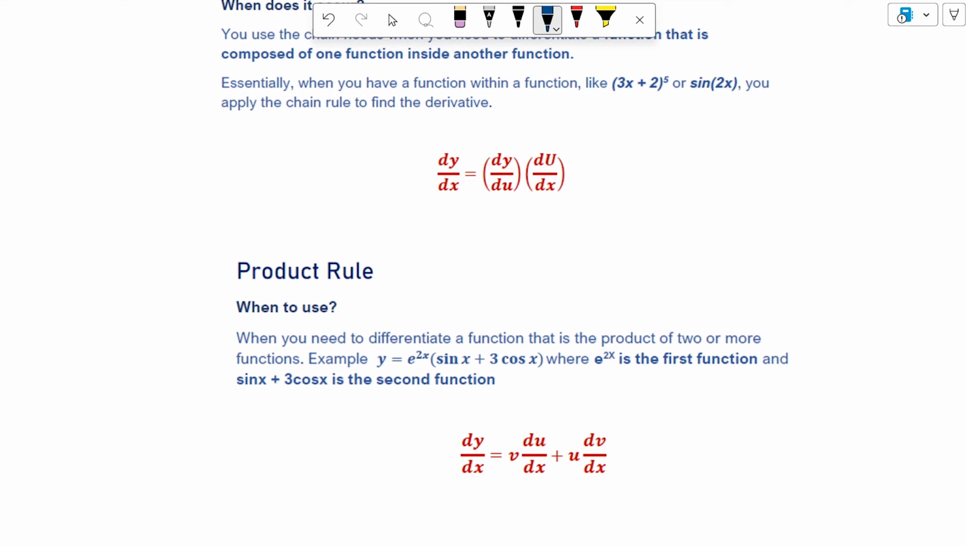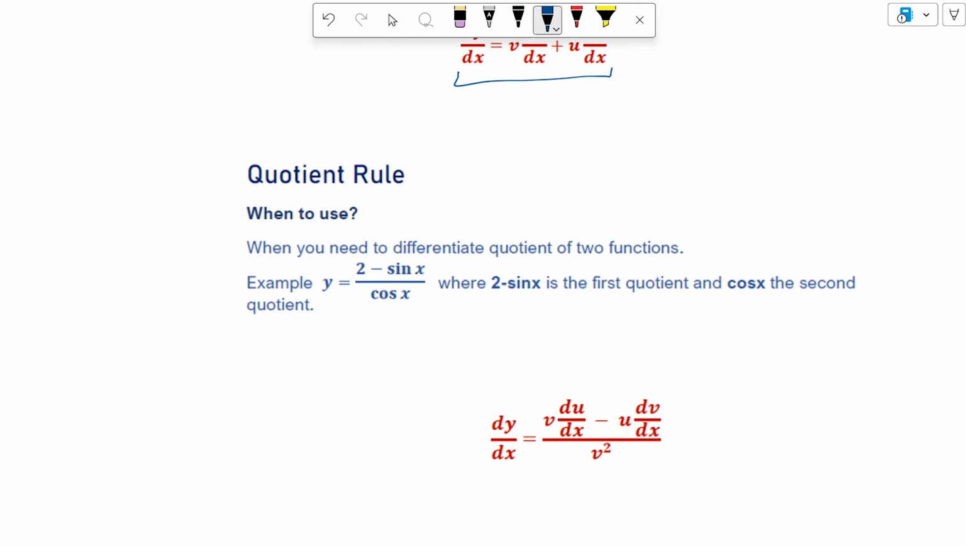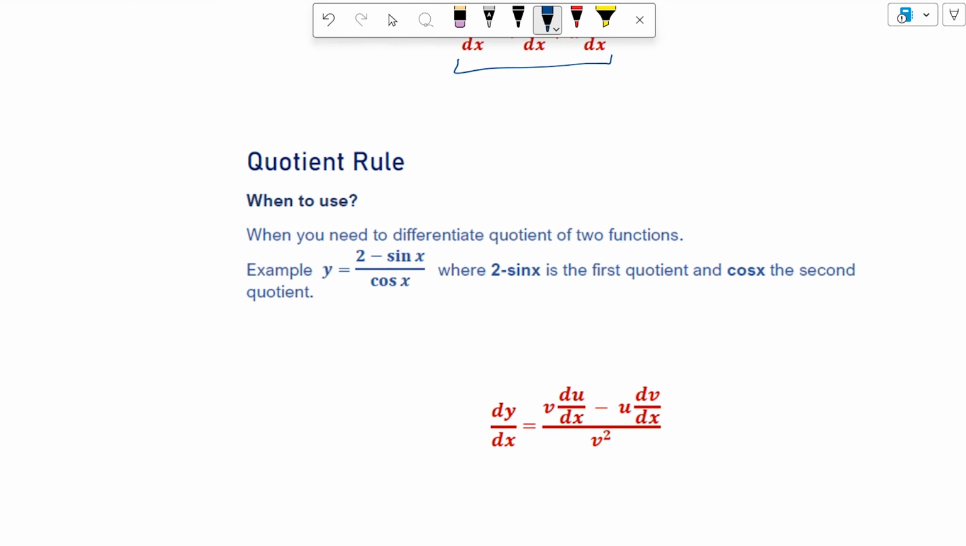But the product rule, essentially, use this formula for the product rule when you have a formula that's multiplying two different things. So in this case, multiplying an exponent to trigonometry. And then the quotient rule, you use it whenever you see there is some sort of a fraction, so a denominator and a numerator. That's when you use this formula right here.